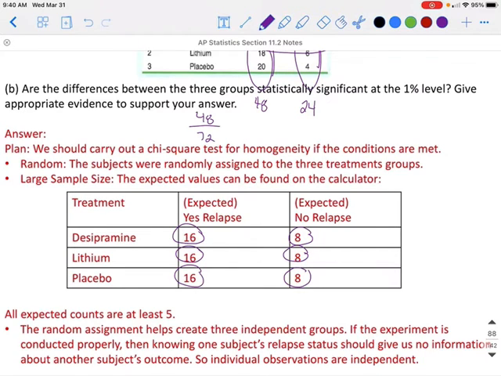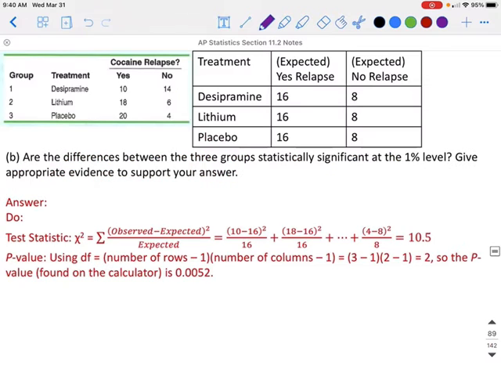And then last, we need to check for independence. This is random assignment, so that does help create our independent groups. If the experiment is conducted properly, then knowing what one subject's relapse status is gives us no information about the other, so the individual observations are independent. Next, we're going to do the calculation.